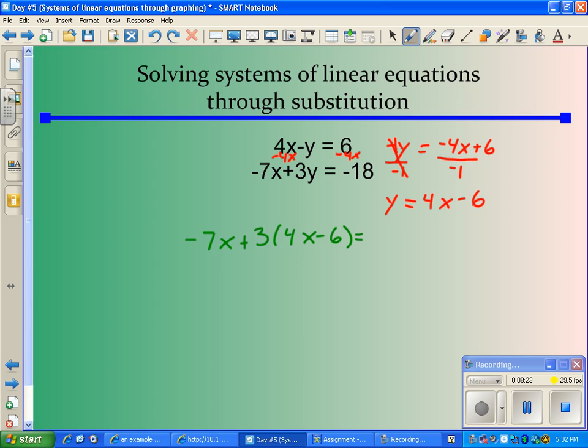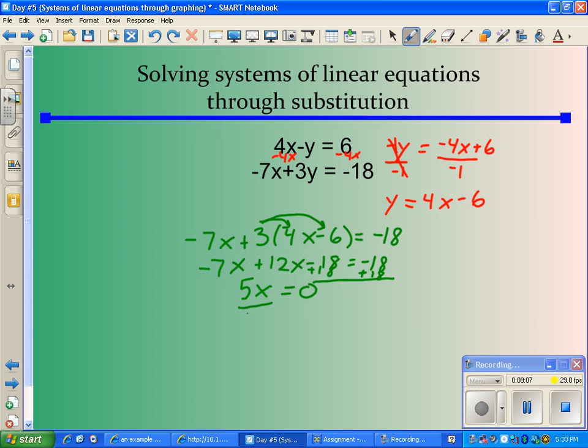Well, we want to simplify this. So once we bring down the negative 7x, I almost forgot that step, 3 times 4x becomes 12x. 3 times a negative 6 becomes negative 18. And we bring down the negative 18. Well, we can combine like terms. Negative 7x plus 12x, well, that gives us 5x. And I'm going to just add this 18 to both sides. Hopefully those 2 steps in 1 isn't going to be crazy. That cancels, and this turns into 0. Well, we want to get x by itself, so we're going to go backwards, divide by 5.